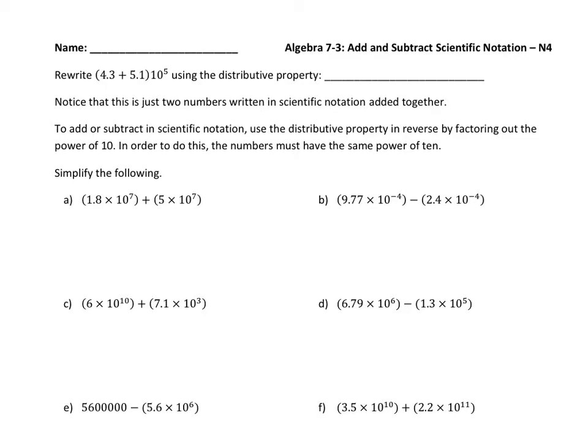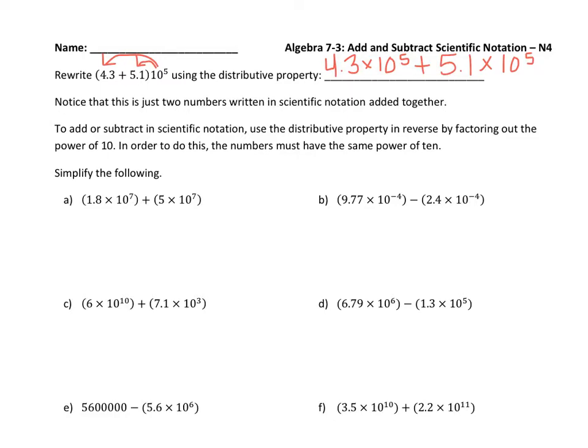Well, what I would do is take that 10 to the 5th power and distribute it to both terms on the inside of the parentheses. And I would get 4.3 times 10 to the 5th plus 5.1 times 10 to the 5th. Notice that this is just two numbers written in scientific notation added together.